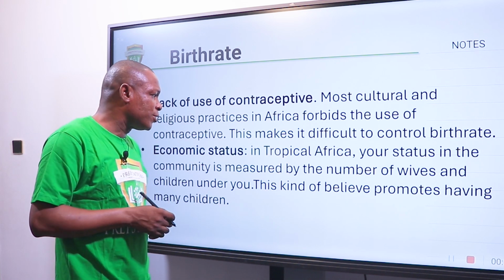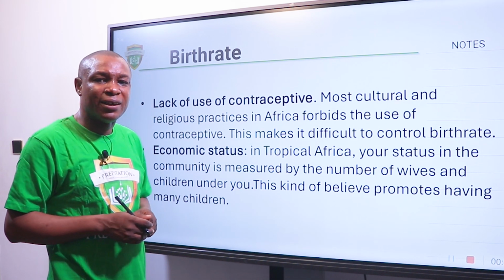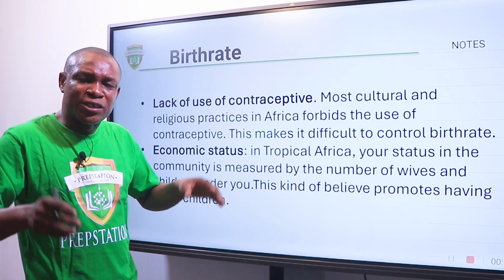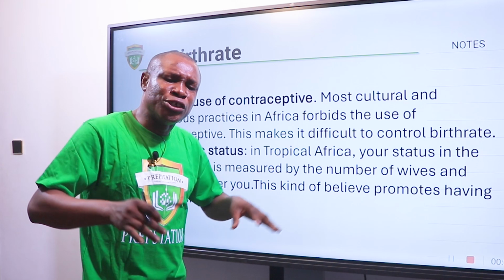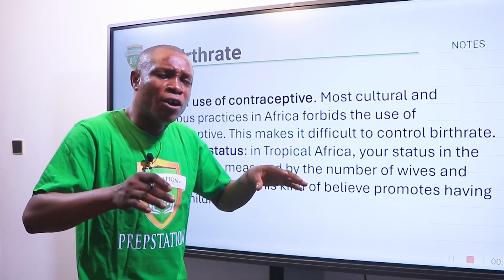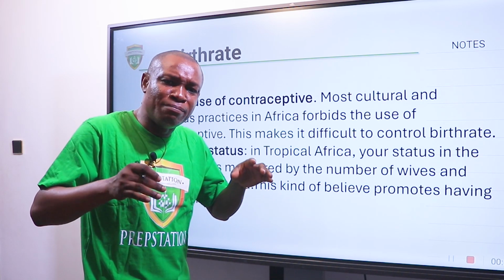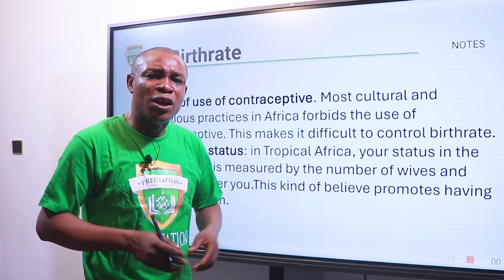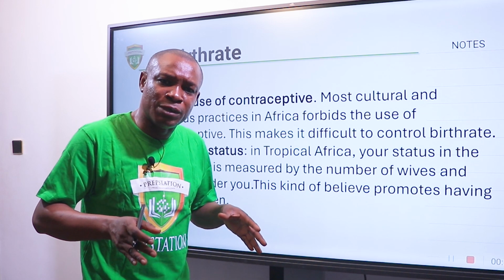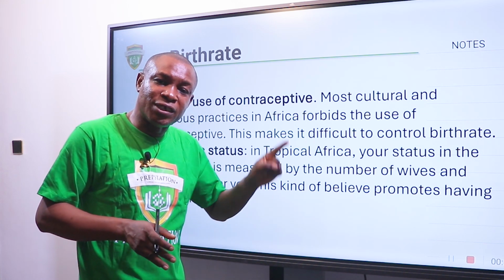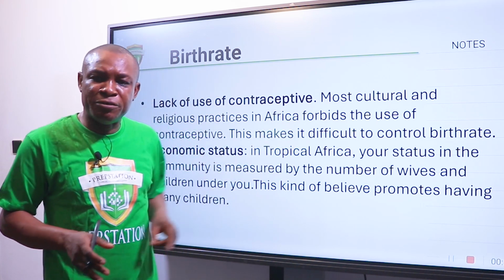Economic status. In Africa, some cultural practices have it that your status in the community is measured by the number of children or wives you have or command. So this encourages men in those communities to take as many wives as possible and have as many children as possible. So this increases birth rates.